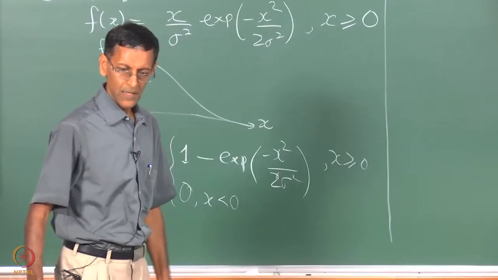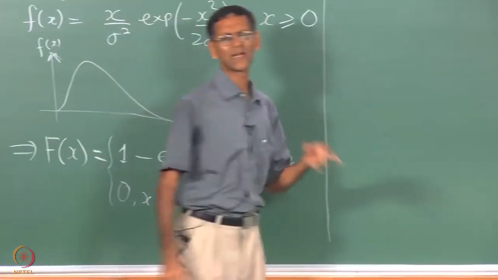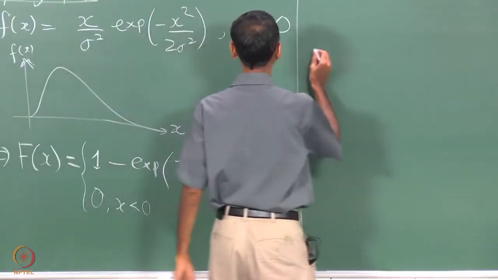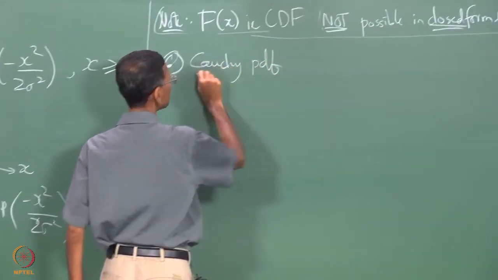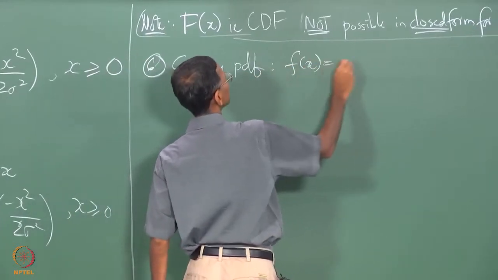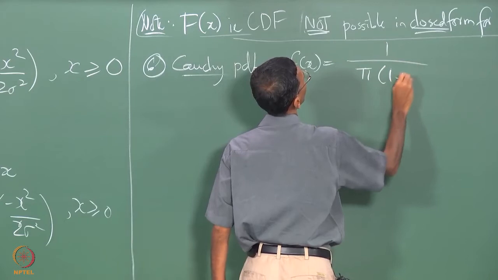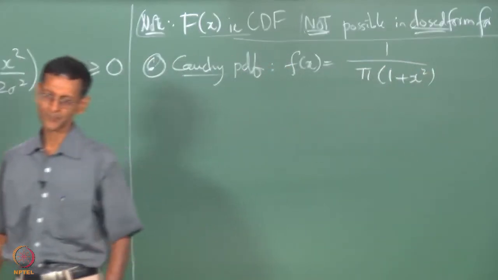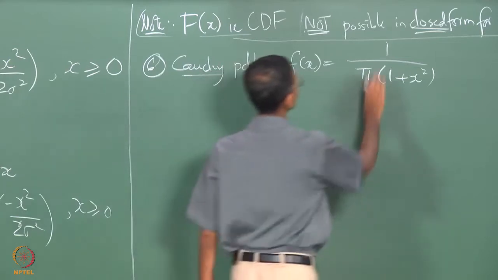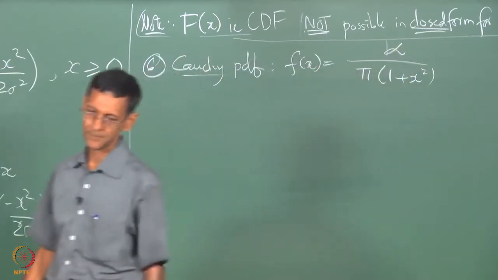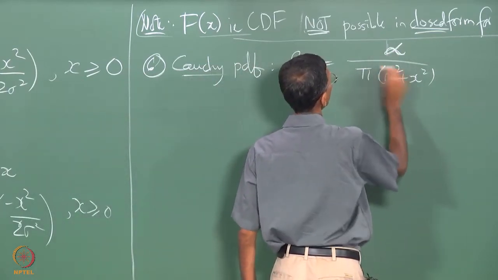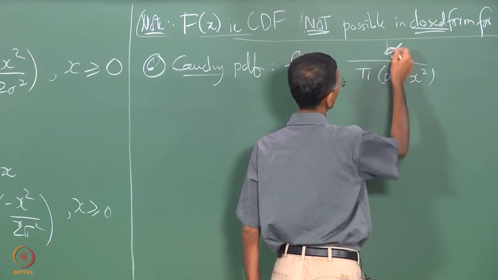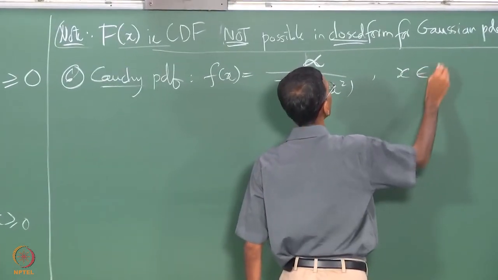Then let us look at an example. We have already seen the Cauchy. For the sake of completeness, let me also give it a name. The Cauchy PDF is basically 1 by, we saw this already. So, let me actually put an alpha here. I will write it as alpha by pi into alpha squared plus x squared, rather than 1 by, and this is for all x.